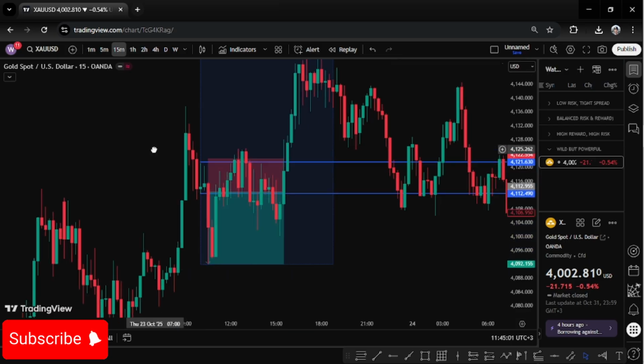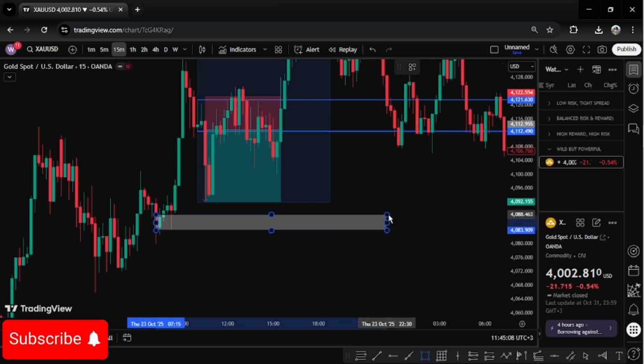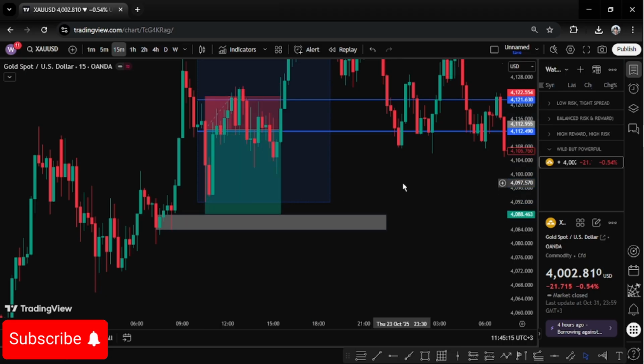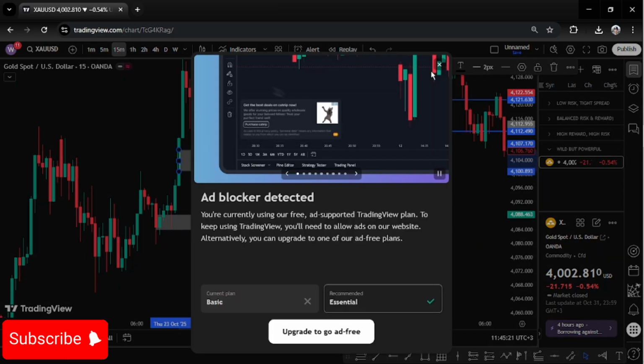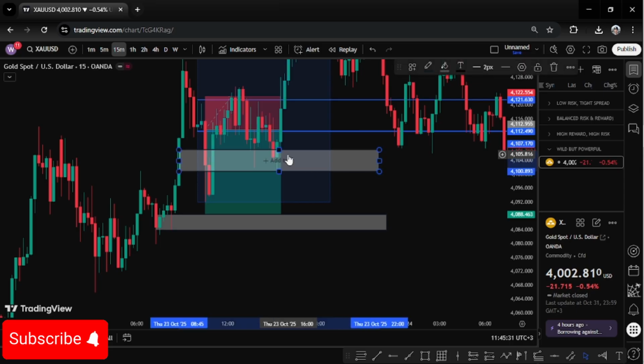Yeah, and as you can see, the market broke downside, but it actually went back up, okay. It actually didn't hit our target, but you can see there was an FVG there, okay. So it came and filled that fair value gap and bounced right up, okay.